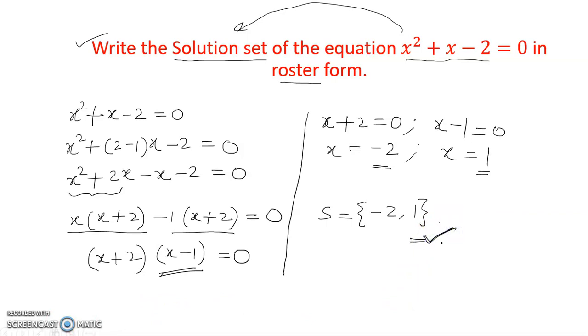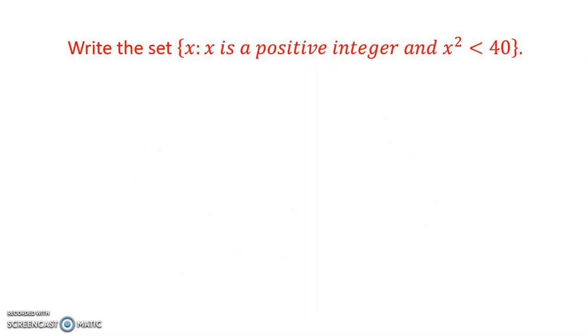That means I need to solve the equation, just learn the steps, and after that, whatever solution I get, I'm going to put them separated by a comma. Let's see another question. Write the set of x such that x is a positive integer and x square is less than 40. And we're going to write this particular set again in roster form. That means we are going to list the elements one by one.